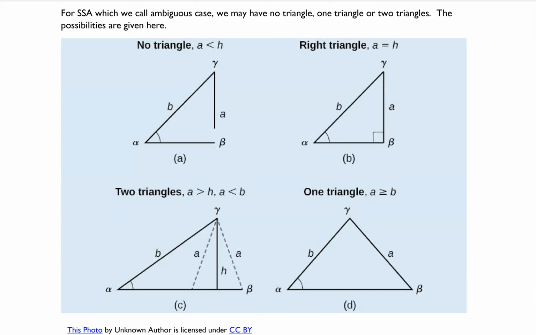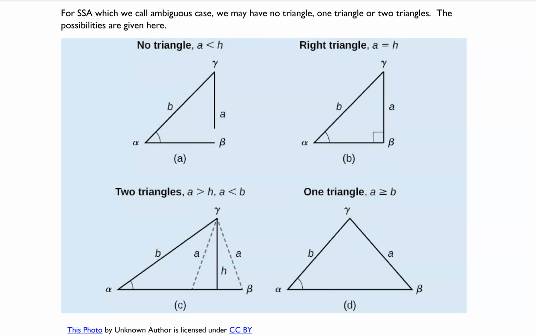Okay, so for the side-side-angle scenario, which we call the ambiguous case, we may have no triangle, one triangle, or two triangles, and the possibilities are outlined in this graphic here below. And notice that h in this case stands for the height of the triangle.